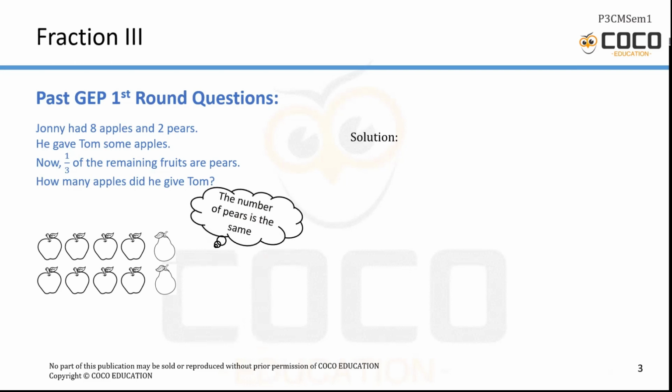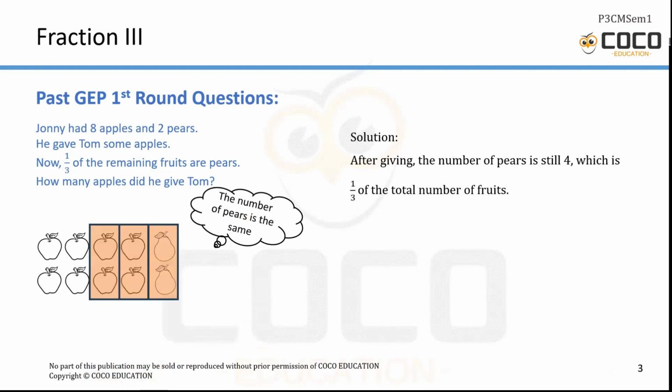And we know this is 1/3 of the remaining, correct? So the pear is still 4, and this is 1/3 of the total number of fruits now. So simply I can draw this graph again. Because this is 1/3, the apples will take another 2 parts, and the pear is the last part. So together they have 3 parts, and our pear is 1/3. So I think from this drawing, you can already find the answer, correct?